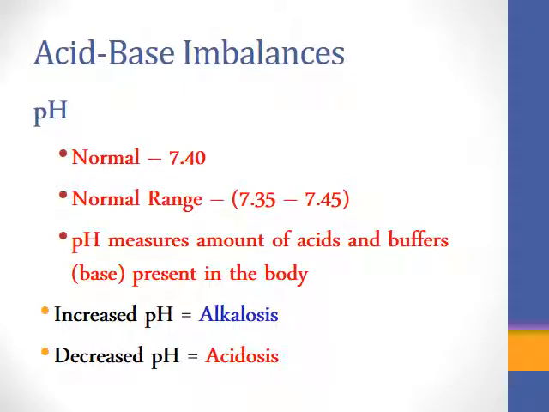Okay, so let's look at our pH. What is normal pH? It is 7.40. Our normal range of pH goes from 7.35 to 7.45. So right in the middle is perfect, 7.40. Your pH measures the amount of acids and buffers, or the base, that is present in your body. If we have an increased pH, that means we have alkalosis. If we have a decreased pH, that means we have acidosis.